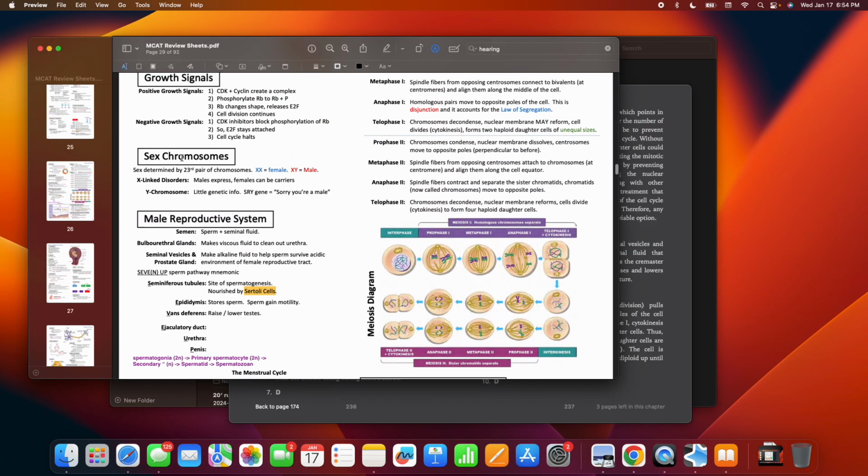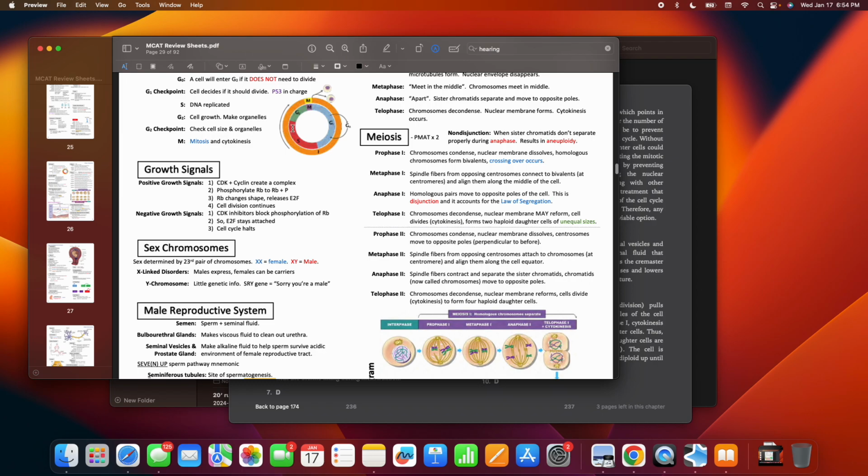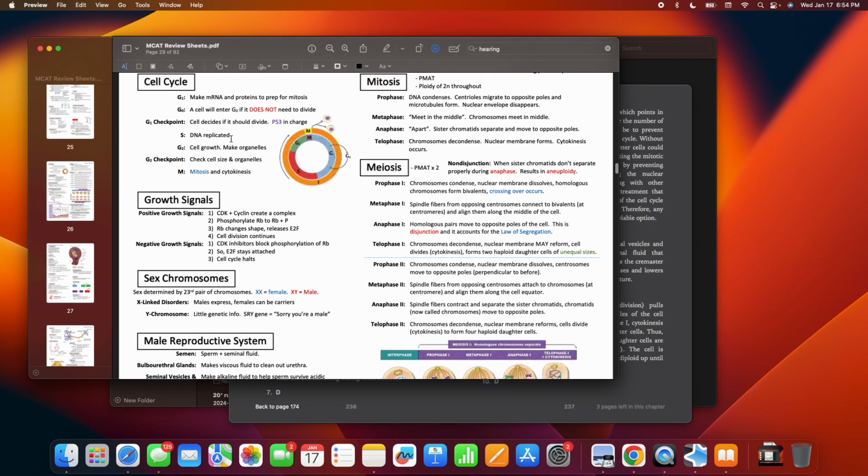So we have also this here. So it is S, not G2. That's when the DNA gets replicated. The latest stage that you can introduce that is the replication. After replication, it's just cell growth. You make the organelles, and you have a checkpoint on G2 for checking the cell size and organelles, and then the mitosis happens.